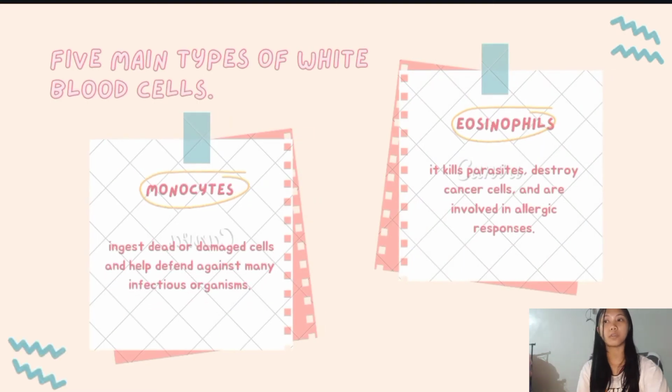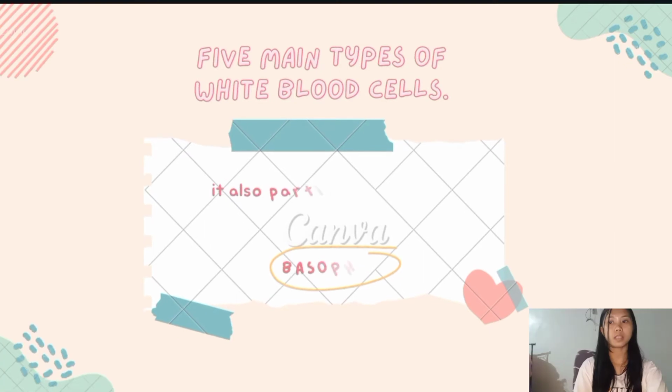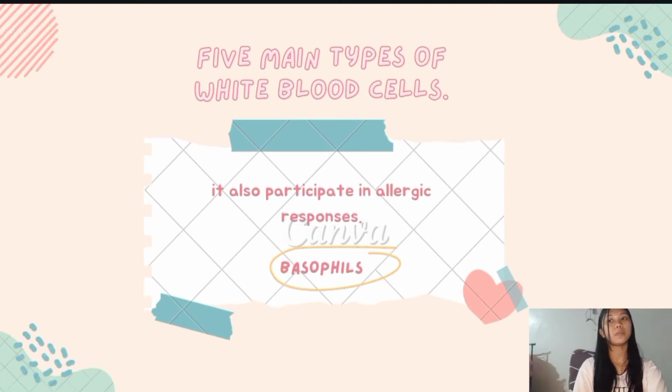Monocytes ingest dead or damaged cells and help defend against many infectious organisms, while the eosinophil kills parasites, destroys cancer cells, and is involved in allergic responses. And lastly, the basophil also participates in allergic response.